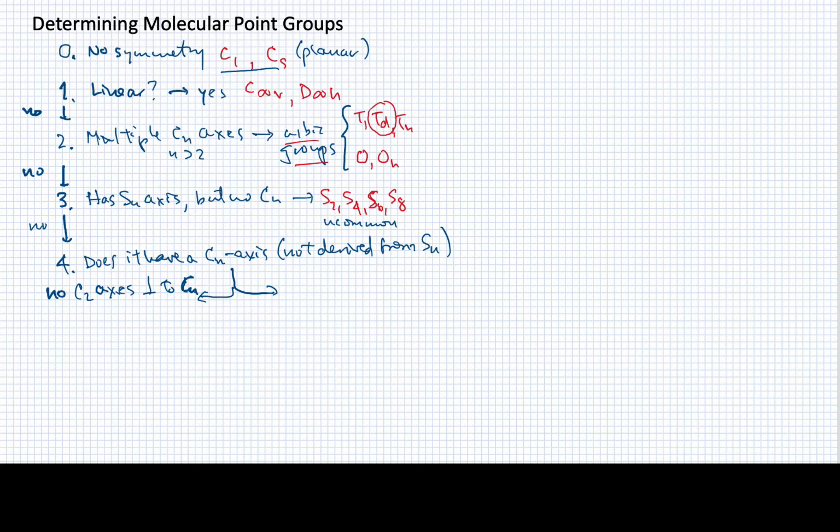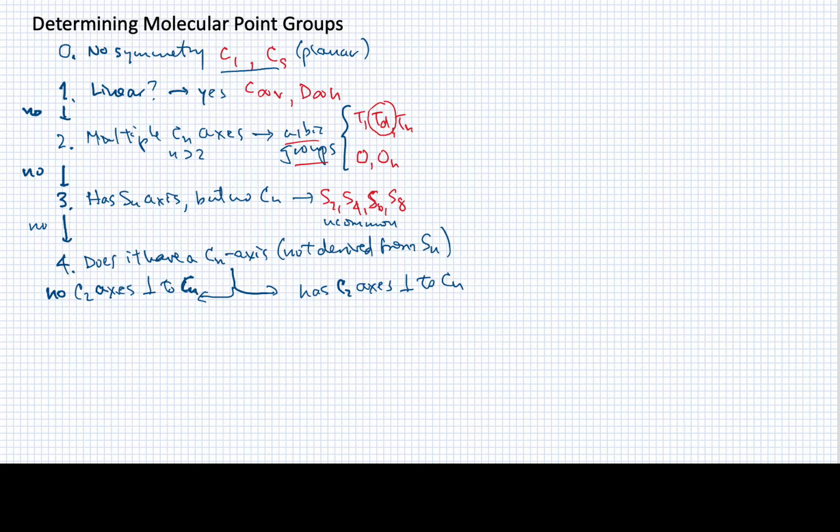The other possibility is that it does have C2 axes perpendicular to Cn. So, all right, you look for that particular indicator. Now, in the case where it does have or does not have C2 axes, well, actually, with either one of these cases, there are several possibilities that you also have to look for.